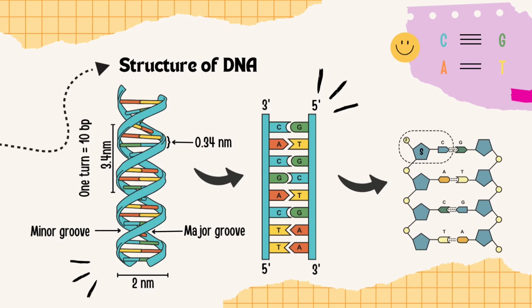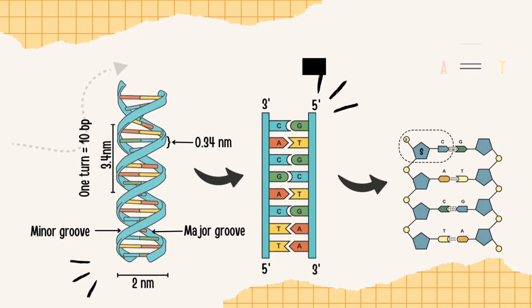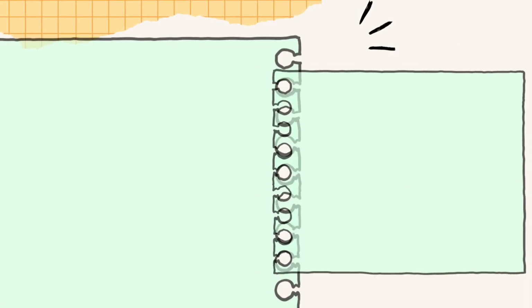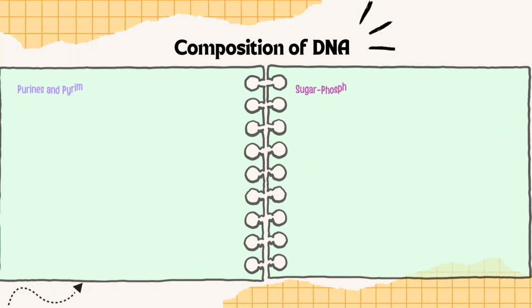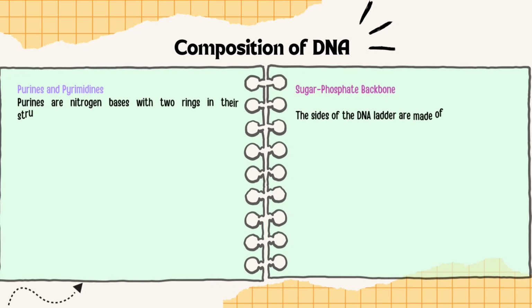If we untwist this ladder, we can see the backbone of DNA, that is those two strands made up of sugar and phosphate and the nitrogen bases which pair with each other. Do you know the composition of DNA? Sugar, phosphate and nitrogen bases. What are nitrogen bases? These are purines and pyrimidines.